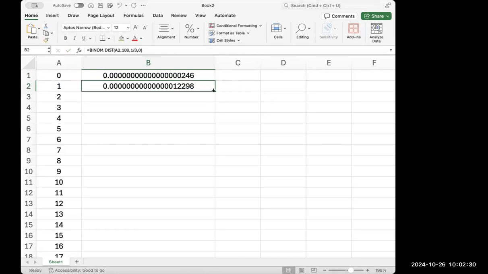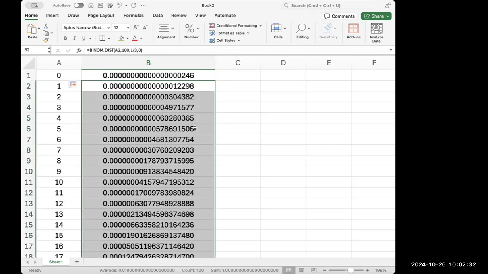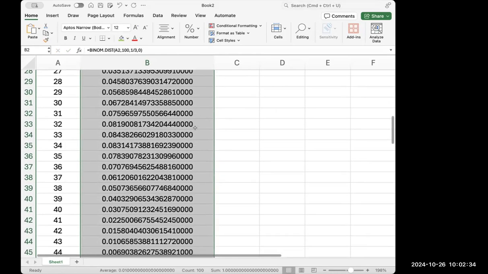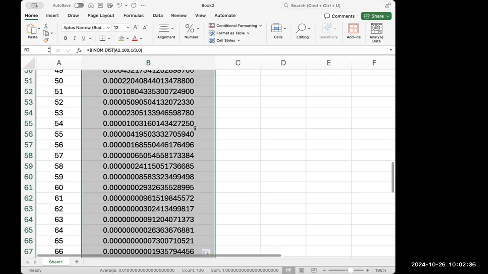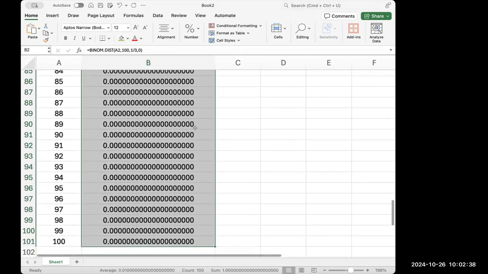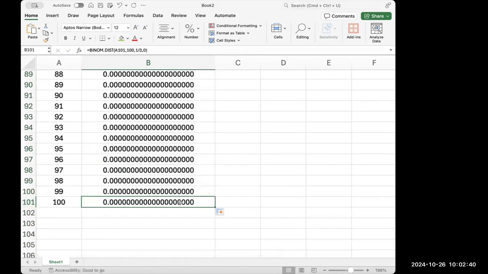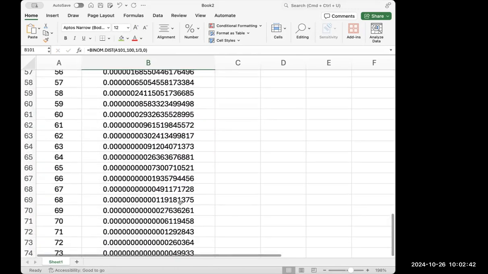It's related to the column below. So I just double click all that all the way down, and there it is. So that is the binomial distribution for 100. You can see how tedious this is, right?